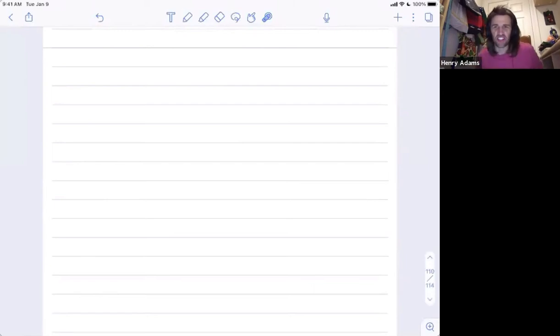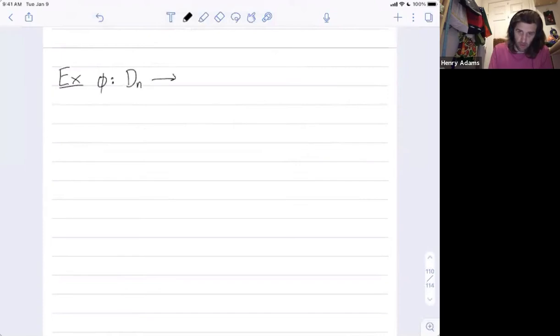Hey folks, I want to give a couple more examples of maps between groups that are homomorphisms or not. So let's begin with one on the dihedral group. We're going to map the dihedral group to the integers mod 2.